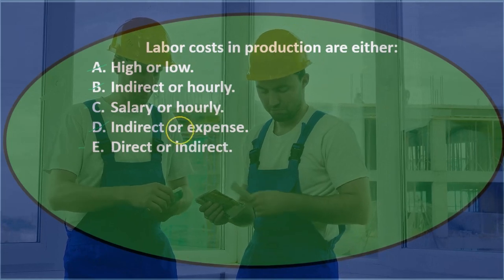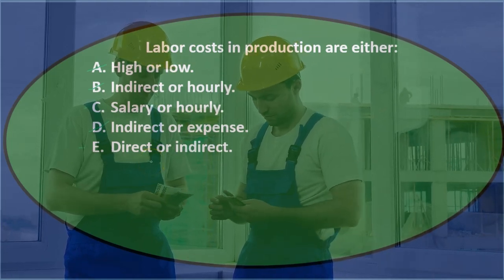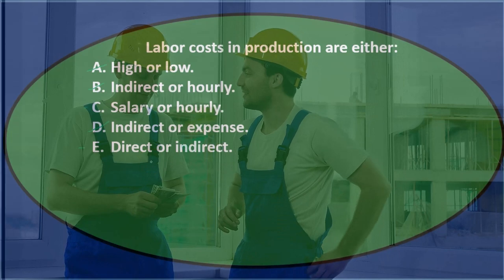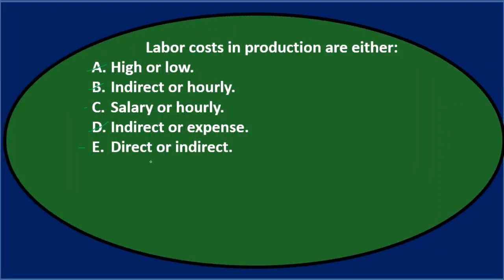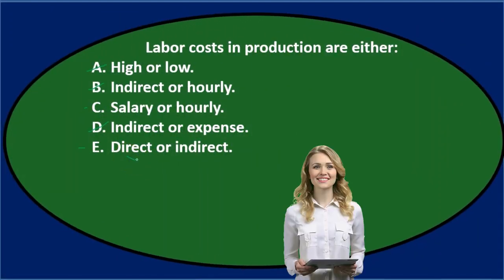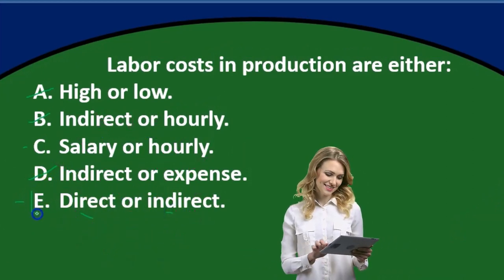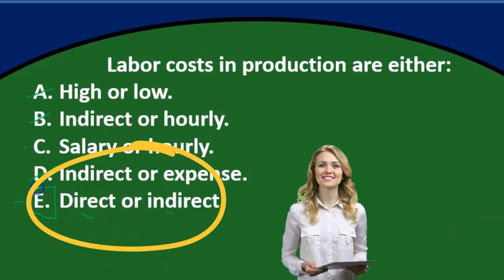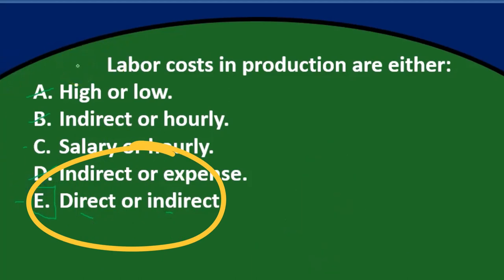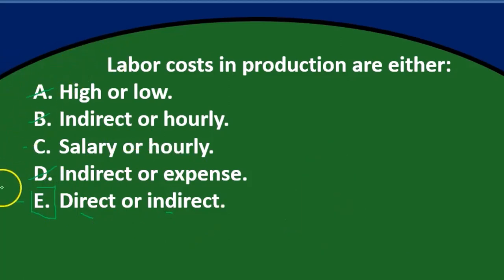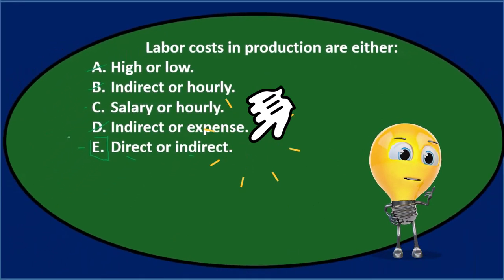Cost of production, we're typically trying to think of how we're going to apply this out to jobs, and either we're talking about labor that is directly related to a job or labor that is indirect. So given those terms, I think E is the one that we're looking for. So labor costs in production are either direct labor or indirect labor.